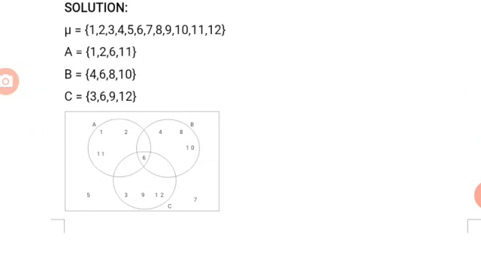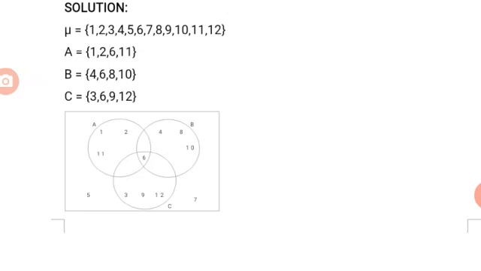Aside from that, A and B don't have any intersection. They don't have anything in common. A and C don't have anything in common. Likewise, B and C don't have anything in common. So all the elements aside from this will be written inside the circle, but not inside the intersection of either the two or the three of them. Are we together?